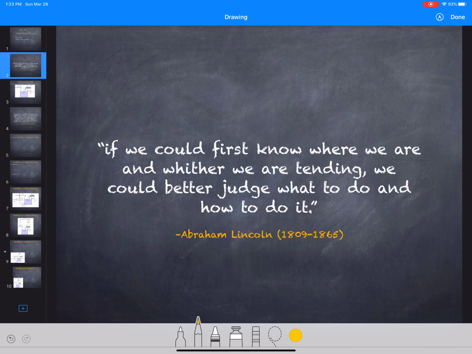Let's start this class with a quote from Abraham Lincoln that pertains to process control. "If we could first know where we are and whither we are tending, we could better judge what to do and how to do it." So this quote motivates the study of process dynamics, which we spent all of last quarter studying, in order to control and harness a process so that we know what to do when a controlled variable is upset.